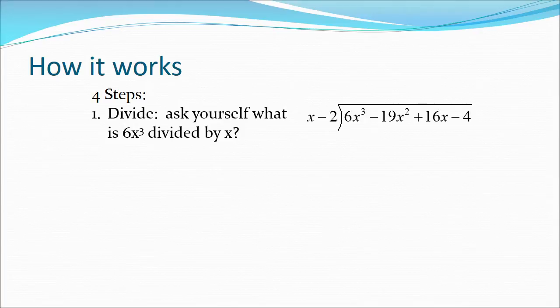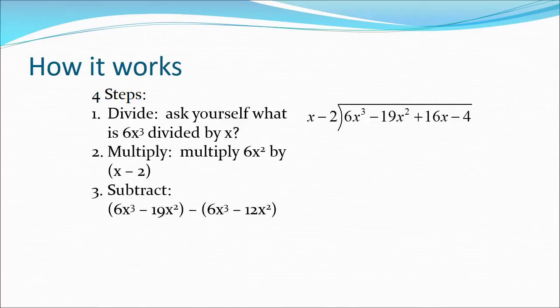The first step, and we're looking at dividing the problem we just talked about, is ask yourself, what is 6x to the third divided by x? Or another way of looking at it, what do I need to multiply x by in order to get 6x to the third? Then we're going to multiply that. That would be 6x squared. So we will multiply that by x minus 2, the whole thing, not just the x, but the x minus 2. And then we're going to subtract.